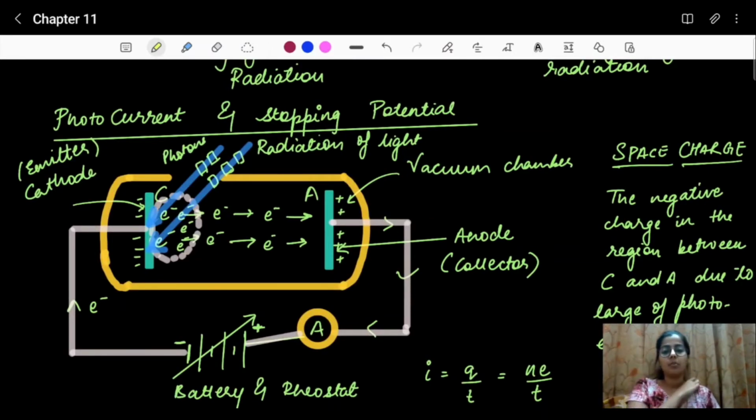Now, what happens if instead of increasing the positive potential of A, I decrease it, and the anode becomes negative with respect to cathode? If anode is negative, what will happen when the electrons are moving towards anode? It will experience a force of repulsion. When there was positive charge, they were attracted towards the anode. But now there is negative charge, and the electron is also having negative charge. So negative charge and negative charge will repel each other. So the electrons will experience a repulsion when they try to move forward towards anode. And that's why, you keep on increasing this negative potential until a limiting value.